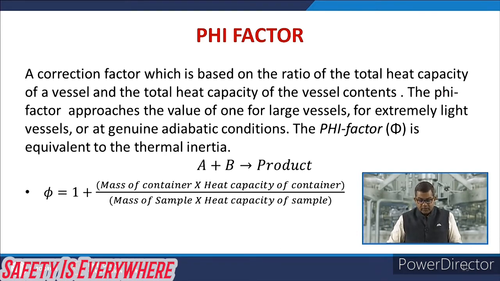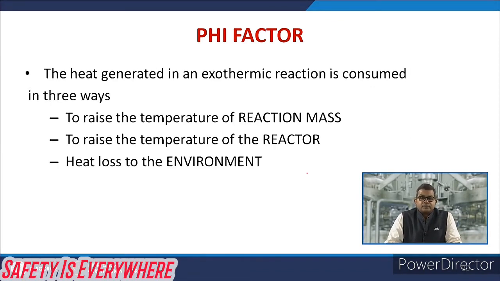Let us have a look at this again. The basic equation: A plus B converting into the product. So, phi factor is designated as phi is equal to 1 plus mass of container times heat capacity of the container, divided by the mass of the sample times heat capacity of the sample. So, it is quite simple.